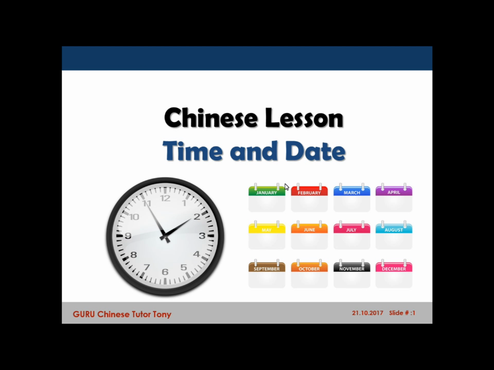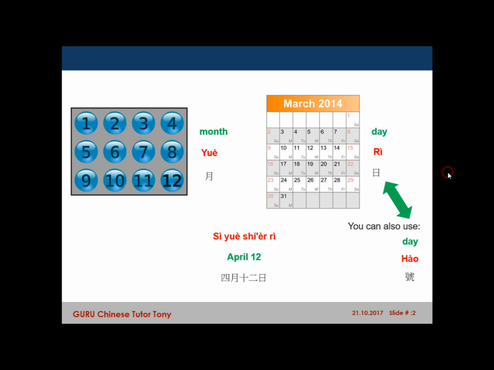Today we are going to learn how to express the time and the date in Chinese. I know it's quite important for everyone if you are going to live in China or you want to talk with the Chinese. The time and the date are usually very common topics for conversation. Okay, so let's start.